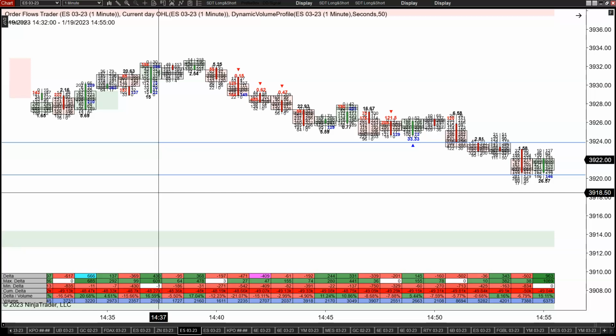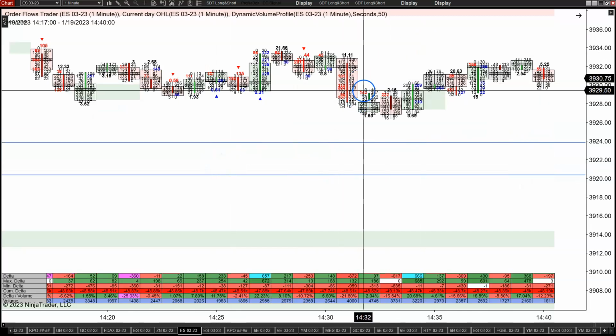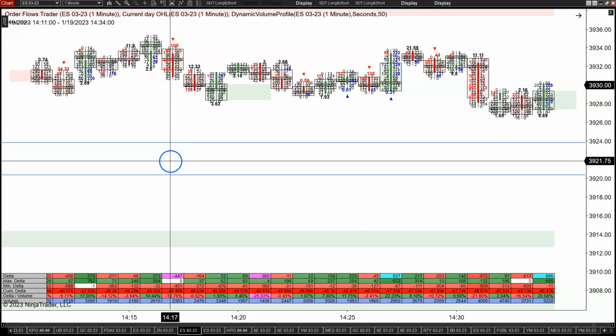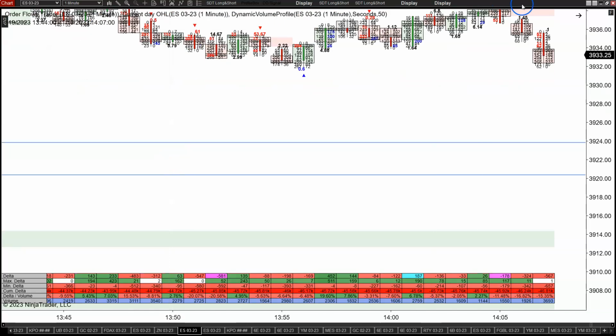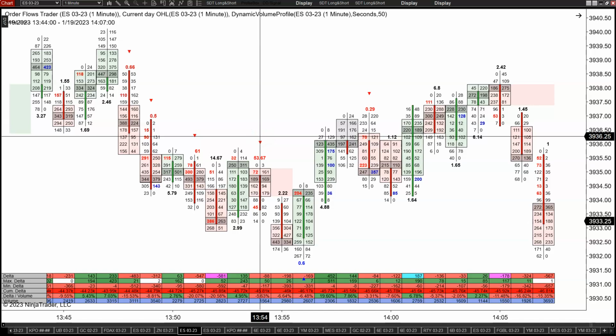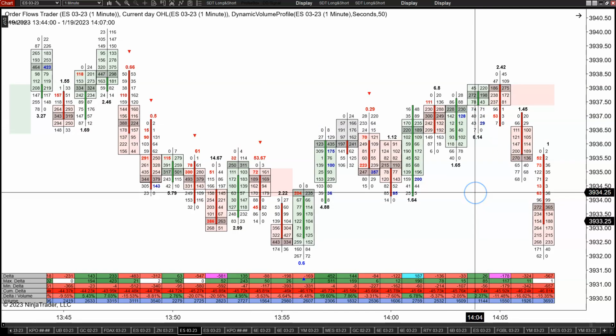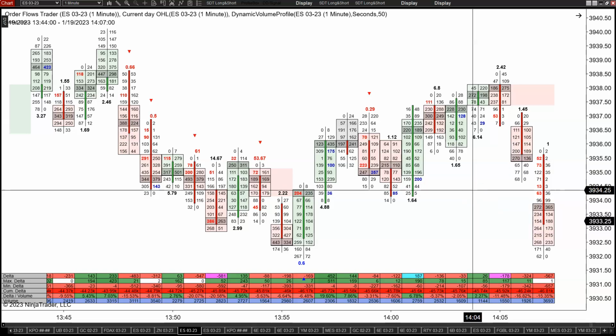But when you start looking at things like value areas, that's when you could start doing some sort of gap analysis, right? And it's fascinating because if you've ever done any sort of research on gaps, you're going to see a lot of things that translate well into the order flow by using value areas and doing some gap analysis.